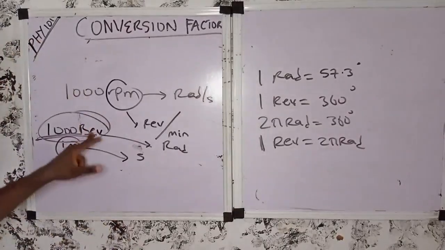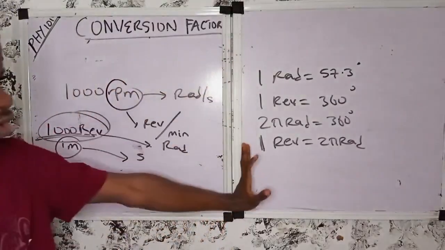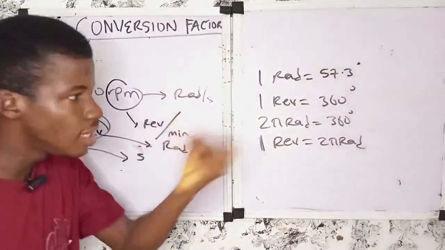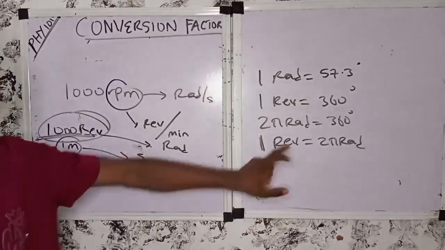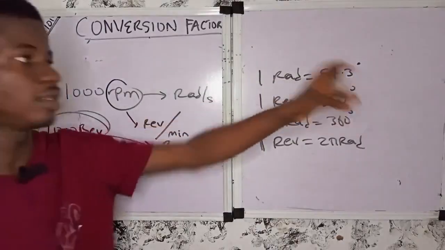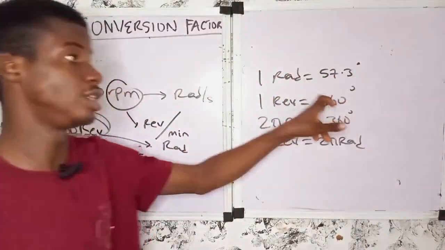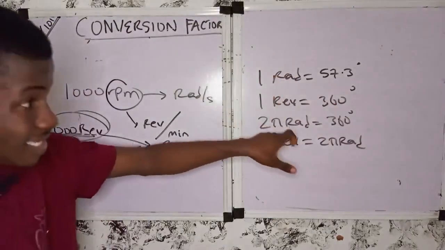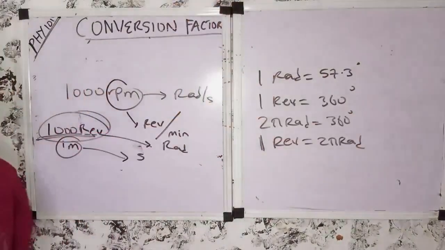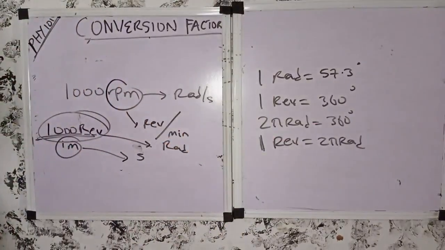Now, if you look at this question, they are telling us to convert from what? From revolution to radian. Look at these 4 conversion factors: what relates radian with revolution? It's the last one. The first one relates radian with degree. The second relates revolution with degree. The third relates radian with degree as well, while the fourth relates revolution with radian. So it's very easy.